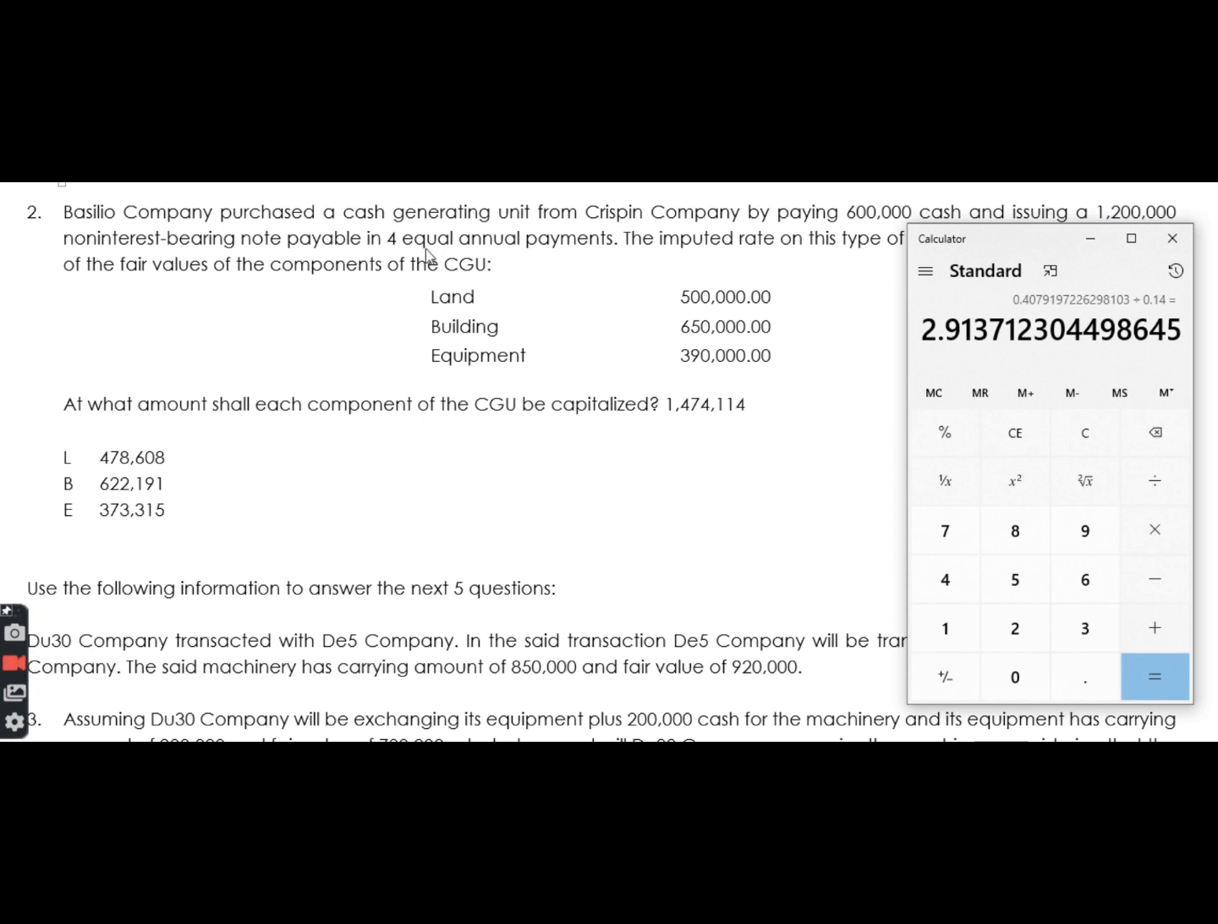So kung 4 equal annual payments yun, magkano ang payment per period? That's going to be 300. So i-multiply mo tong present value factor ng multiply natin yan ng 300,000. Tapos idagdag natin yung 600 na cash na binayaran. So ito yung total na capitalizable cost. 1,474,114. So yun, tama lang to. Ang next mong gagawin is we are going to allocate this total cost using the relative fair market value.